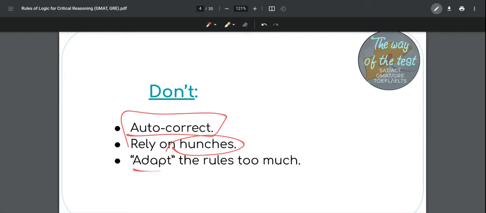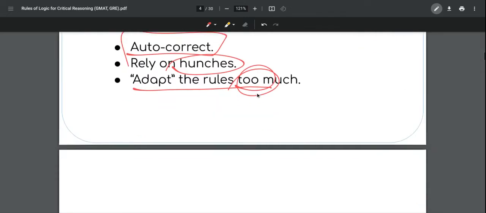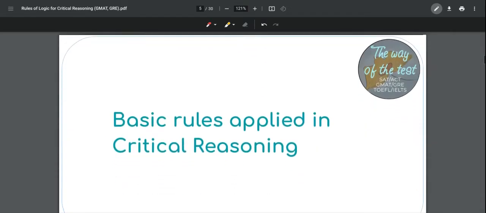And do not adapt the rules too much. Yes, you have to adapt the rules to the specific case, and when you practice this in your everyday life, you're going to notice that we're adapting them a little bit. There's room for adaptation, but not too much. Don't go outside the actual rule.